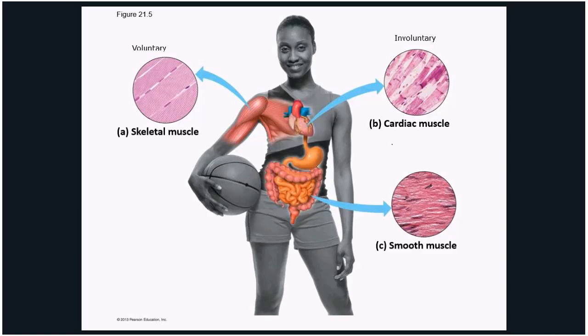And also smooth muscle, which is part of what pushes food through our digestive tract. So you also don't have to think about that one. So the main difference between skeletal muscle and the other types is that skeletal muscle is voluntary.